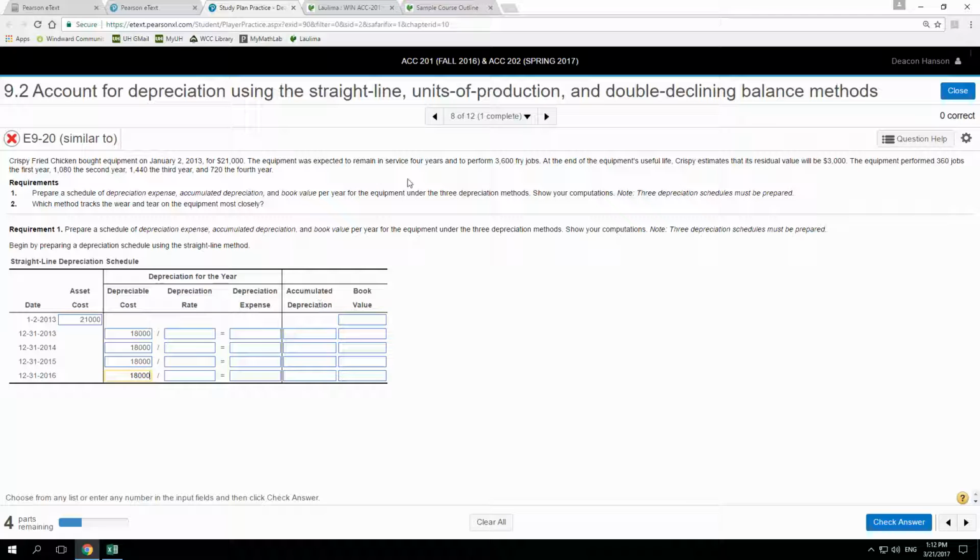Okay? And then the equipment has a 4-year estimated life. It's expected to remain in service for 4 years. So we're going to be dividing by 4, or multiplying by 1/4. However you want to look at it, right? But you know that your rate is 1/4 because we're spreading this depreciable cost out over 4 years. So we're going to charge 1/4 of this depreciable cost to depreciation expense each year. So basically we need to take 18,000 times 1/4. So that would be 4,500.